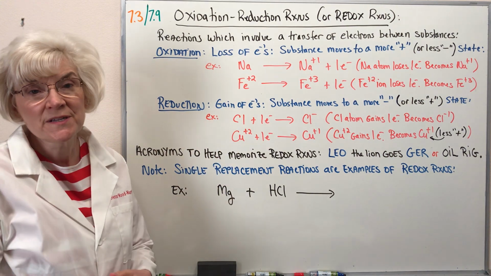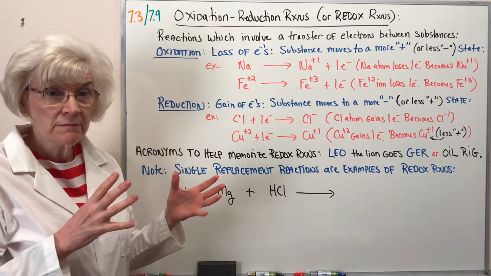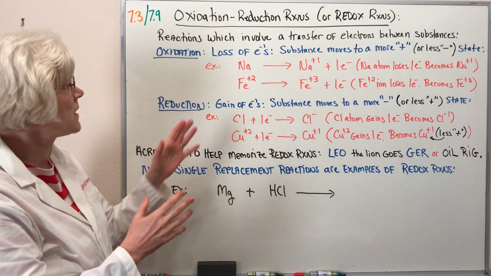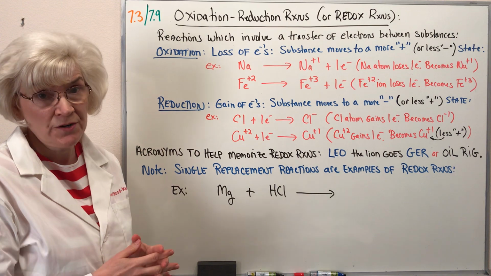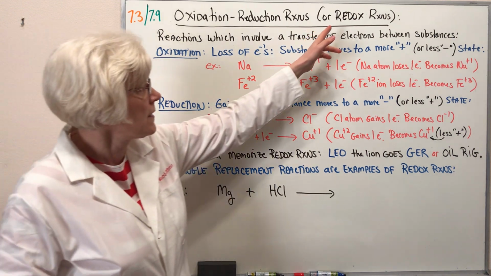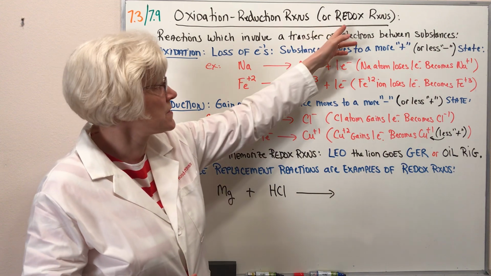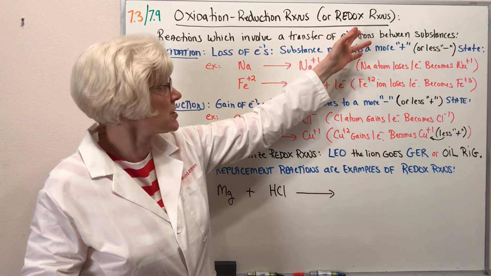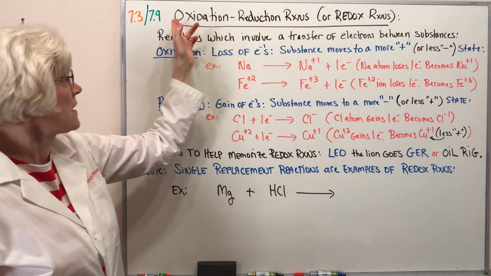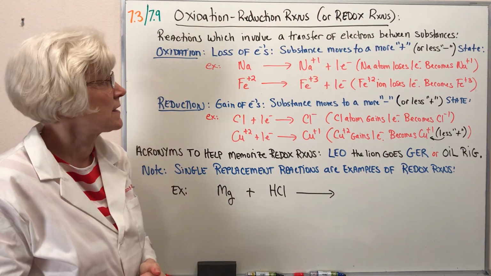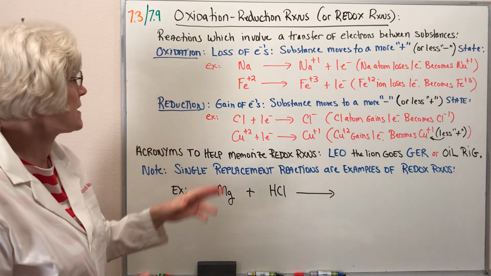Before we finish up our discussion of types of chemical reactions, we need to take a look at one more specific category of reactions known as oxidation-reduction reactions, or combining the beginning portions of both of those terms, redox reactions. The red coming from reduction, the ox coming from oxidation. So let's take a look at what a redox reaction is.